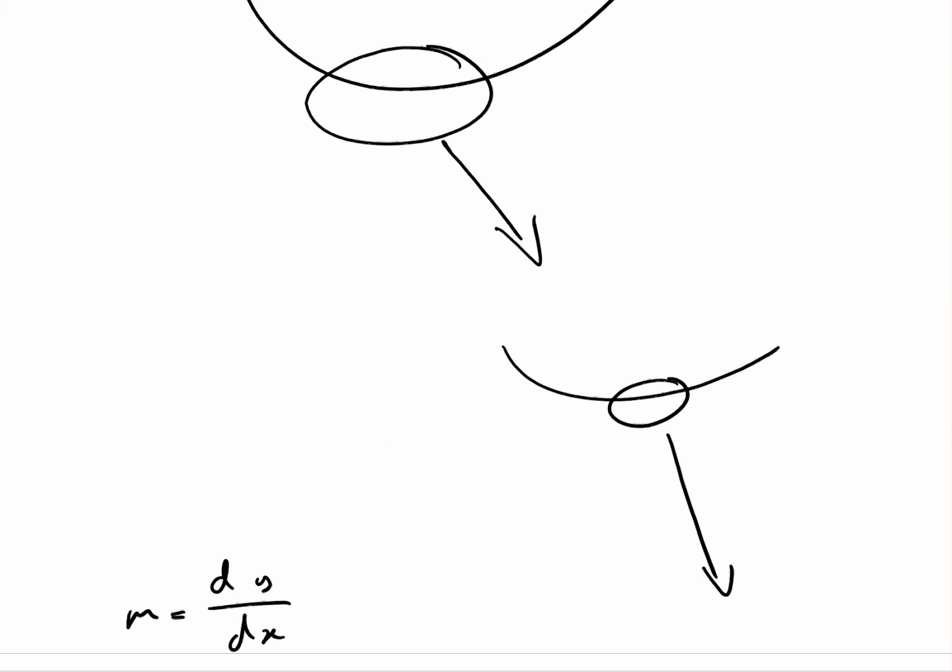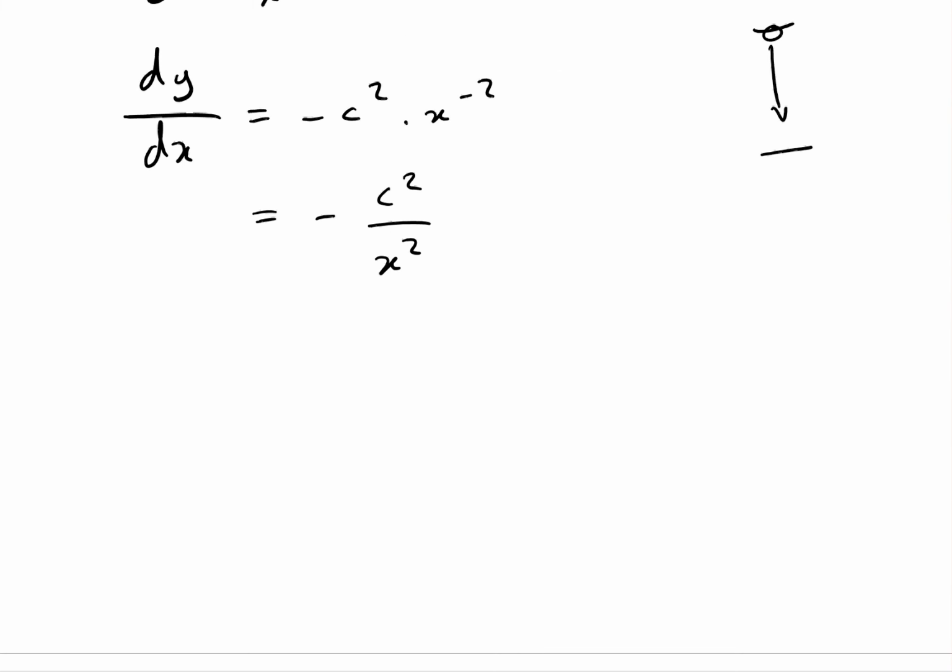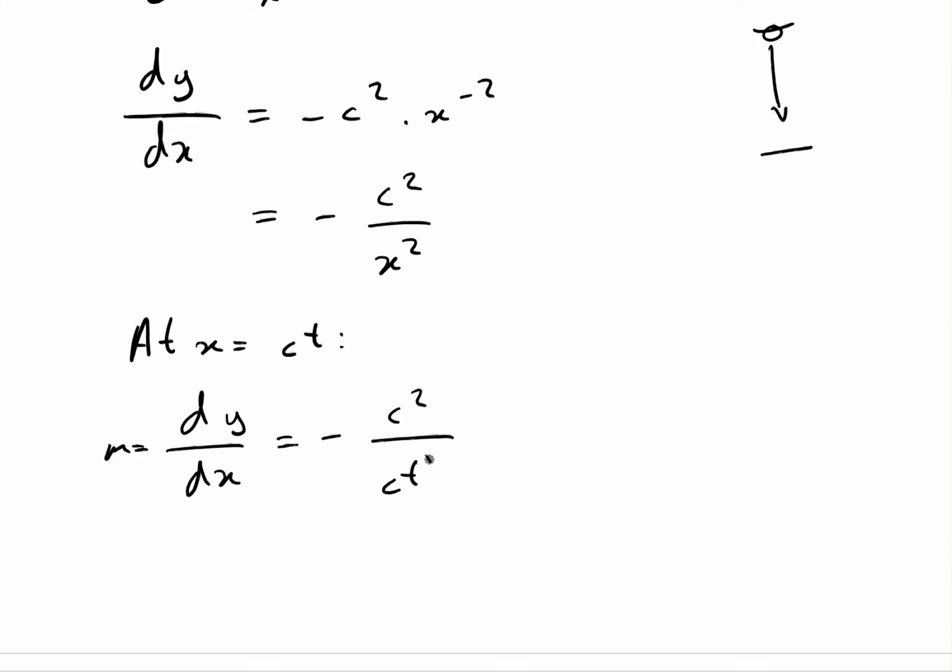Okay, so we need to just sub in our x coordinate at the point P. So at x equals, what was our x coordinate of the point P? It was ct. So at x equals ct, so at our point P, we end up with the gradient being given by minus c squared over ct squared.